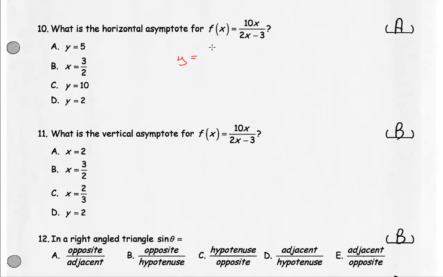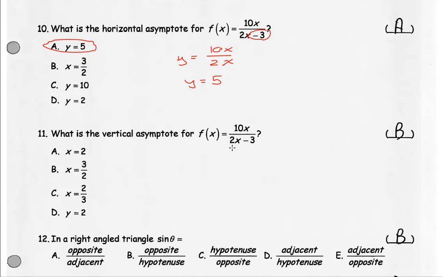But basically, it's the ratio of the dominant term in the numerator divided by the dominant term in the denominator. See, basically, the negative 3 becomes insignificant when x becomes large. And so 10x divided by 2x, the x's divide out, and 10 divided by 2 gives you 5. And so the horizontal asymptote would be y equals 5. And so that's why A is the correct answer for number 10 here.